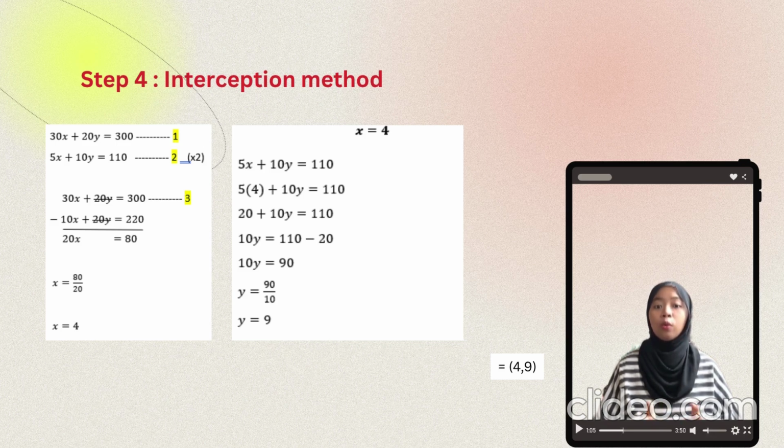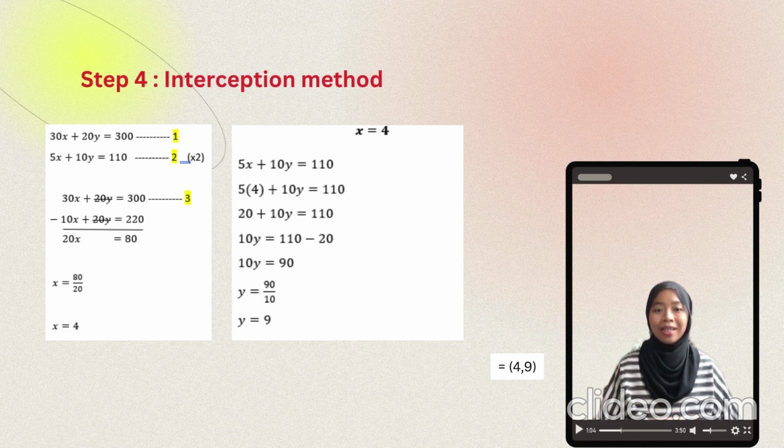Now we subtract this new equation from the first one. So, it will give us 30x plus 20y minus (10x plus 20y) equal 300 minus 220. When we simplify, we are left with 20x equal 80. To solve for x, we divide both sides by 20, and for x we get 4.